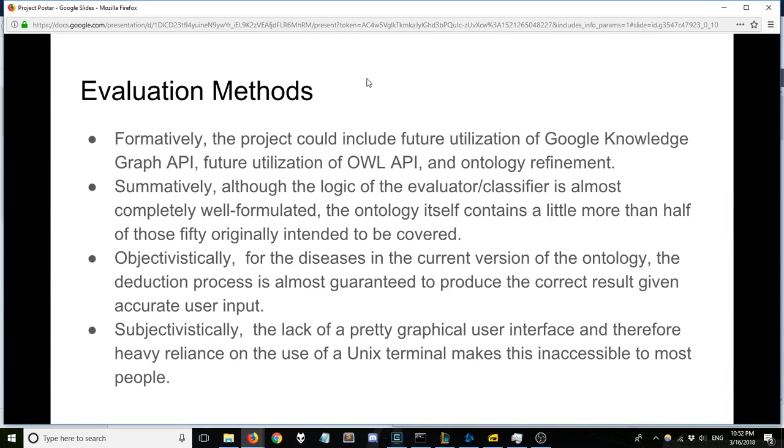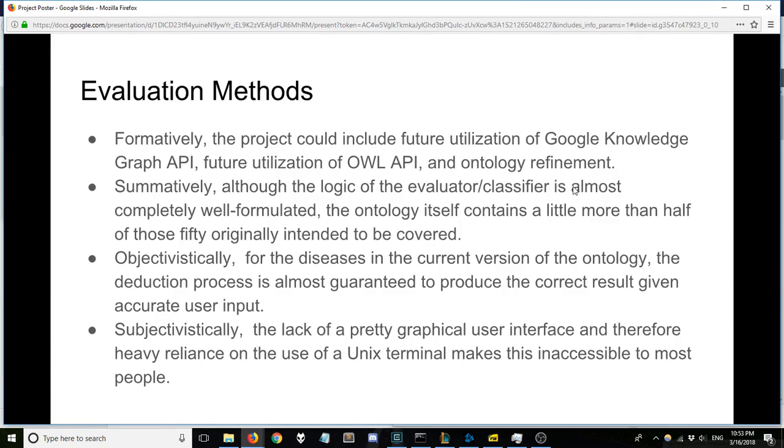Evaluation methods include the 4 that we focused on in lecture. Formatively, the project could include future utilization of Google Knowledge Graph API, future utilization of OWL API, and ontology refinement. Summatively, although the logic of the evaluator or classifier is almost completely well formulated, the ontology itself contains a little more than half of those 50 originally intended to be covered.